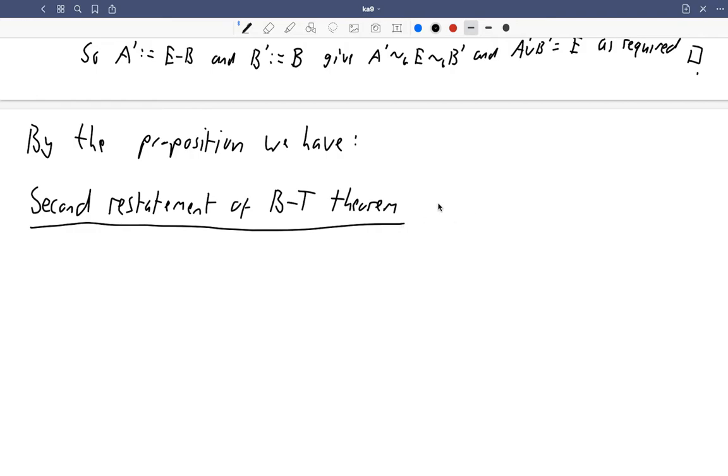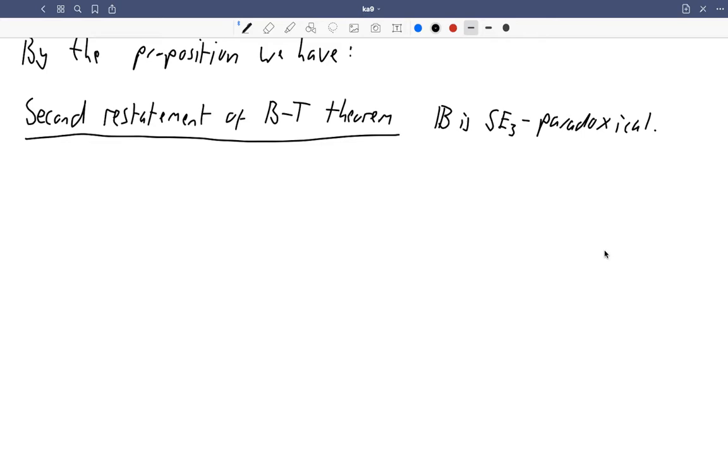And this just says the closed unit ball B is SE3, the group of proper rigid transformations, paradoxical. And it is the second restatement of the Banach-Tarski theorem we prove.